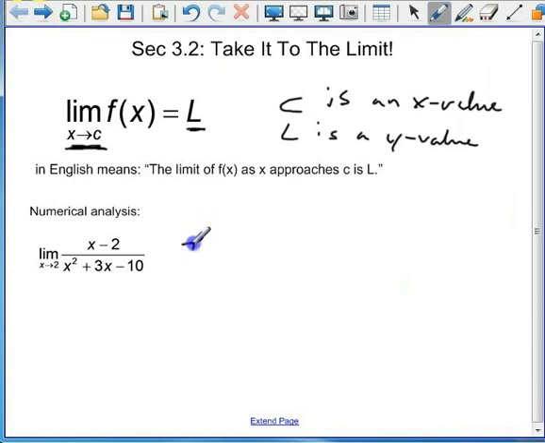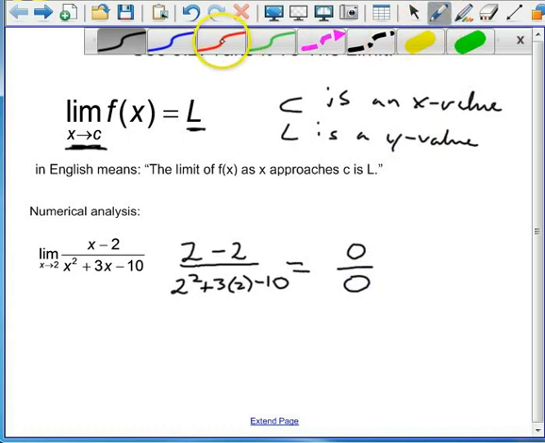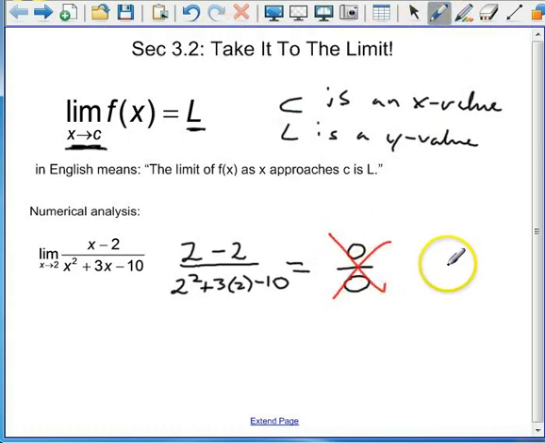We will get 2 minus 2 over 2 squared plus 3 times 2 minus 10. And that is equal to 0 over 4 plus 6 minus 10, which is 0. And that, guys, isn't going to work, because remember, we can never divide by 0. So we've got to take another approach.